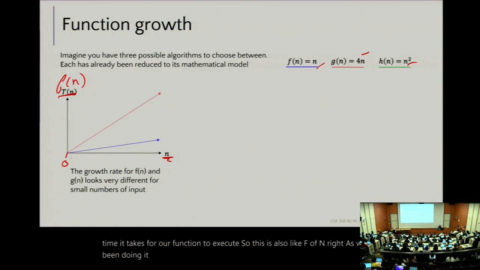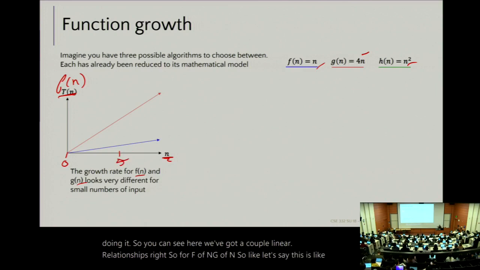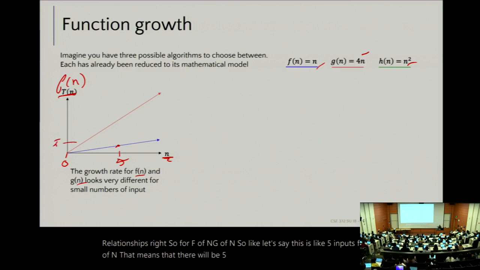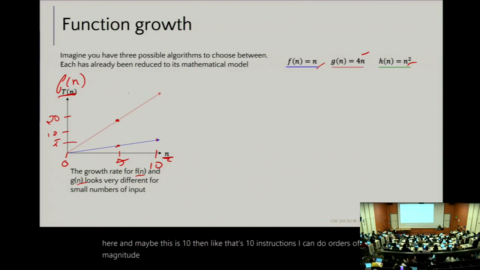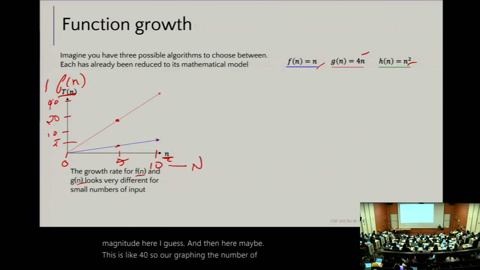So you can see here, we've got a couple linear relationships, right? So for f of n and g of n. Let's say this is like 5 inputs. For f of n, that means that there will be 5 instructions, right? For 4n, that means there will be like 20 instructions accomplished. And then if we come all the way out here and maybe this is 10 inputs, then that's 10 instructions. I can do orders of magnitude here, I guess, and then here, maybe this is like 40. So we're graphing the number of inputs against how long it takes our code to run.